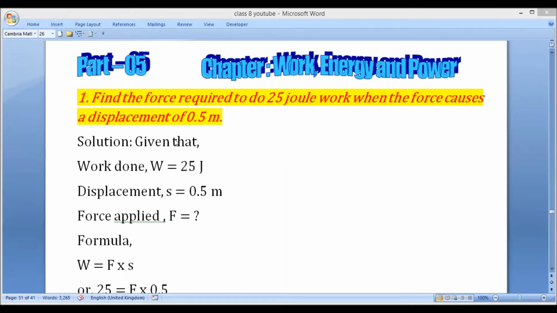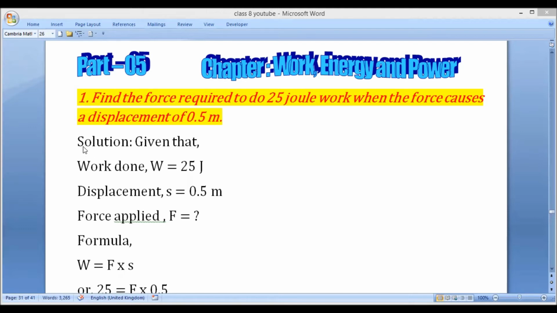Question number 1: find the force required to do 25 joule work when the force causes a displacement of 0.5 meter. First of all, we have to find the force applied. The work done is 25 joule, and the displacement is 0.5 meter. So here are two values, work done and displacement, and you have to find the force. If you use the formula, you can calculate it easily.